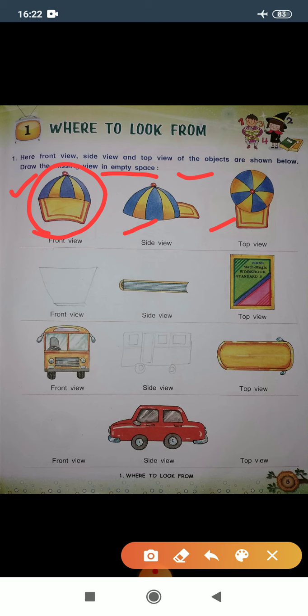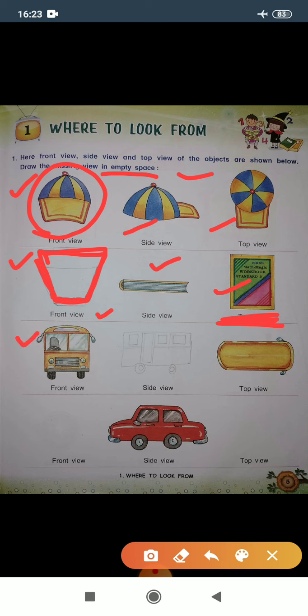So let's see. In number 2, one book is given here and its side view and top view are given. We are going to see what is the front view of this book. So if we see this book from the front side, that means from here, we can see the book is in this shape. So our front view of the book shows us this type of shape. So you need to draw this type of shape.